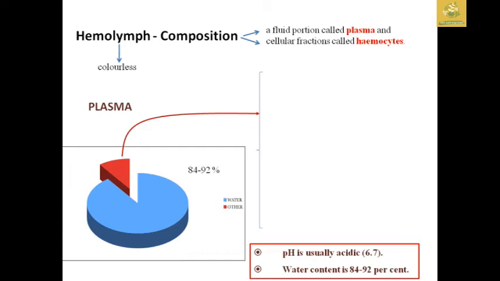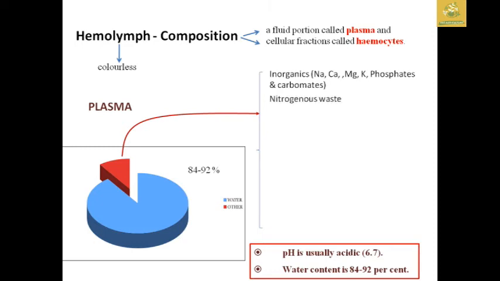So the remaining percentage is water, and the pH of insect blood is said to be around 6.7, and the water content is 84 to 92% in each insect. The plasma also contains sodium, calcium, magnesium, potassium, and the phosphates as well as the carbamates.